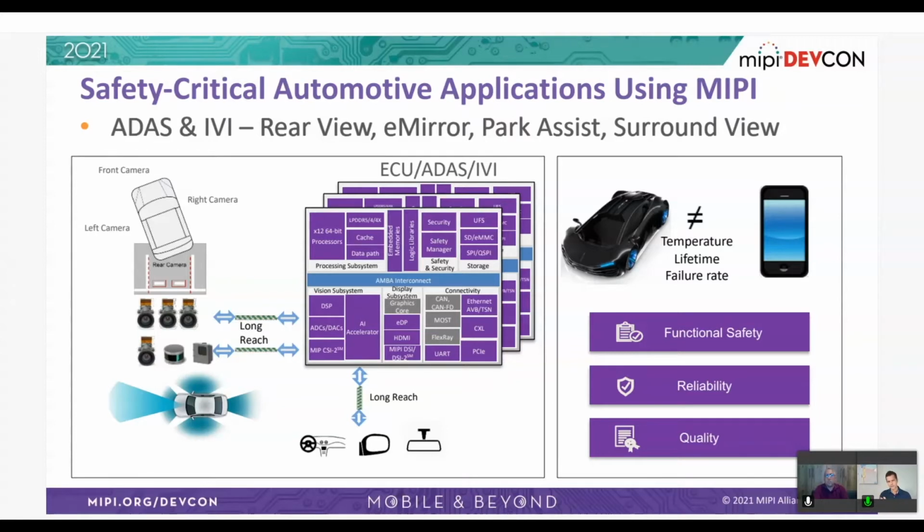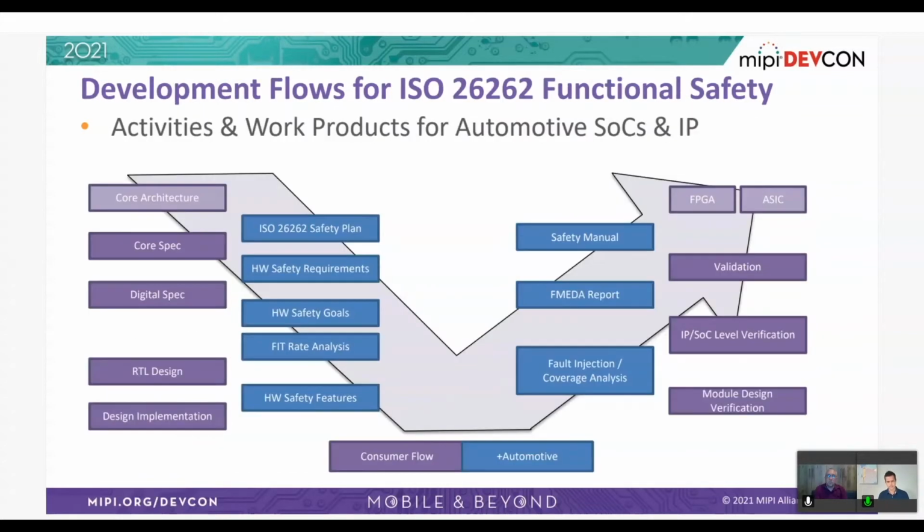On the right side, I'm kind of stating the obvious. When you're designing for automotive, it's different from when you're designing for consumer applications. There are fundamental differences because of the operating conditions, the temperatures, the lifetime expectation, and the failure rate that needs to be pretty much zero. So when you're designing for automotive, you really need to address the functional safety, reliability, and quality requirements. We're going to talk a little bit about these in the next few slides.